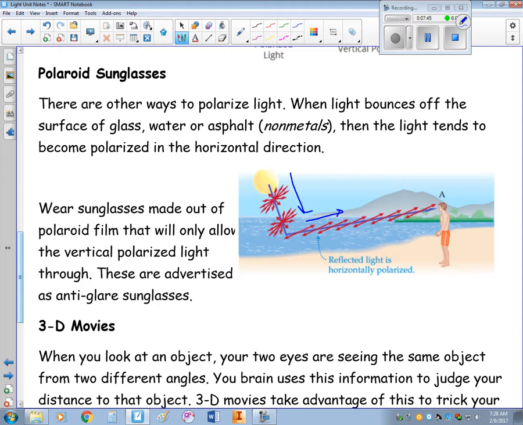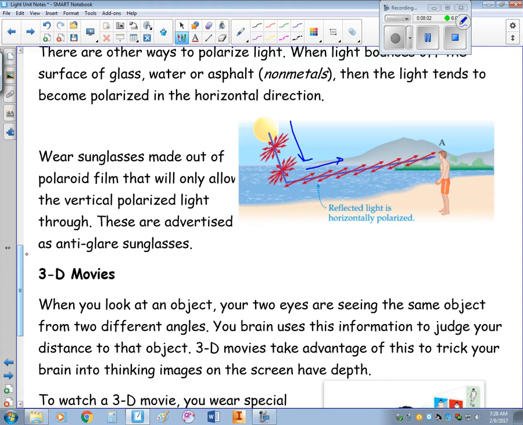So what we do is we wear sunglasses made out of Polaroid film that only allows vertical polarized light through. It blocks the horizontal. And we call that anti-glare sunglasses. So what polarized sunglasses do is they block the horizontally polarized light. That's all they do. They're not really shaded, or, well, they're kind of shaded, but that's basically what they do. And they cut down on glare.